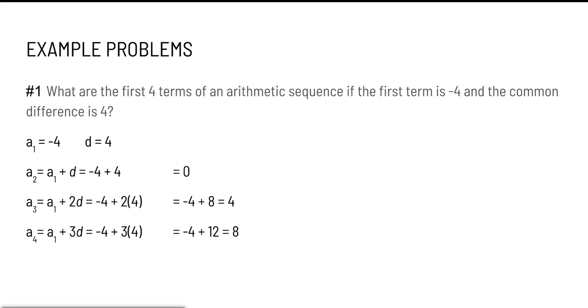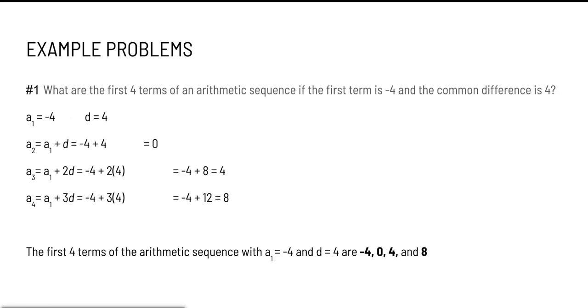So, now that we have found the first four terms, let's put it in a sentence now. The first four terms of the arithmetic sequence with a sub 1 equals -4 and d equals 4 are -4, 0, 4, and 8. Now, let's look at a different example.